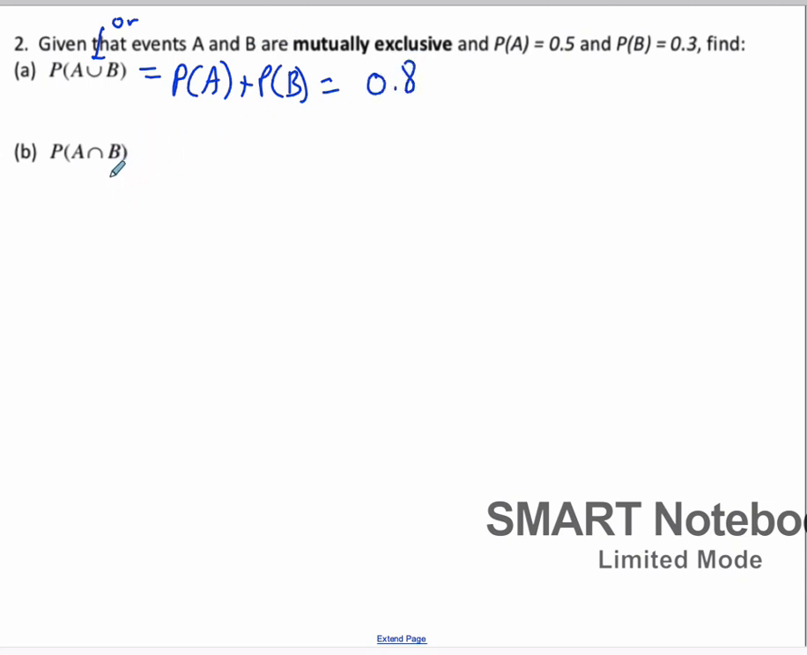Now this is the intersection. This is the probability of A and B happening, and that is 0. That's the definition of mutually exclusive. They can't both happen, so the probability is 0.